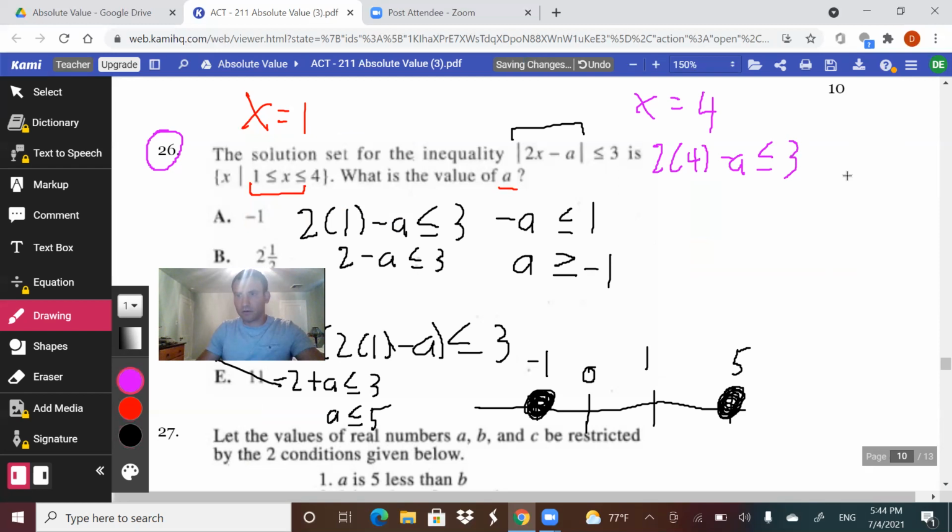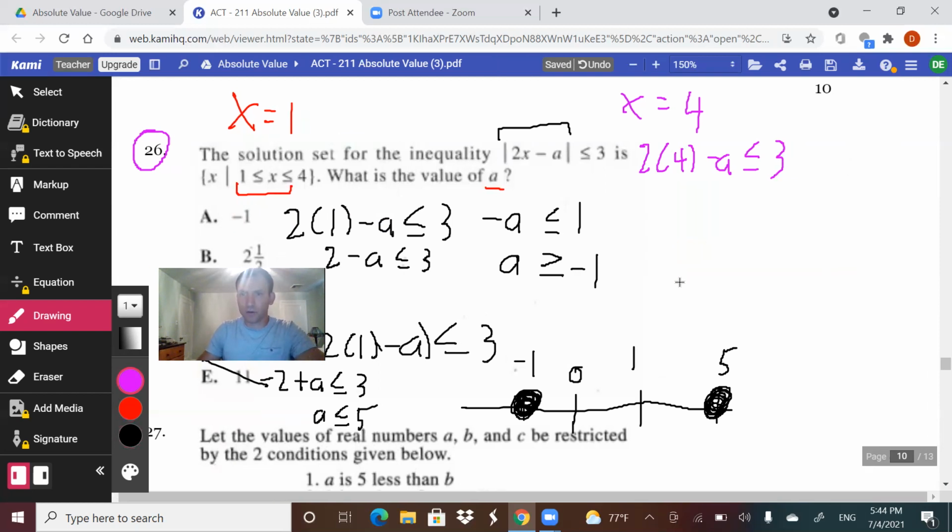Or, let me see if I have space here. I'll do it down here. The opposite of 2 times 4 minus a is less than or equal to 3. So if we do it here, we have 8 minus a is less than or equal to 3. That means that negative a is less than or equal to -5. So we get that a is going to have to be greater than or equal to 5.